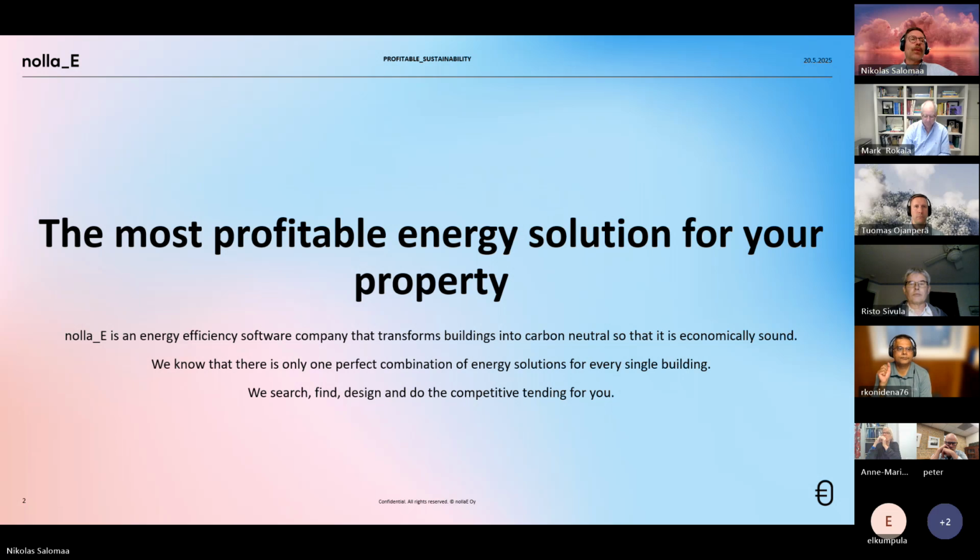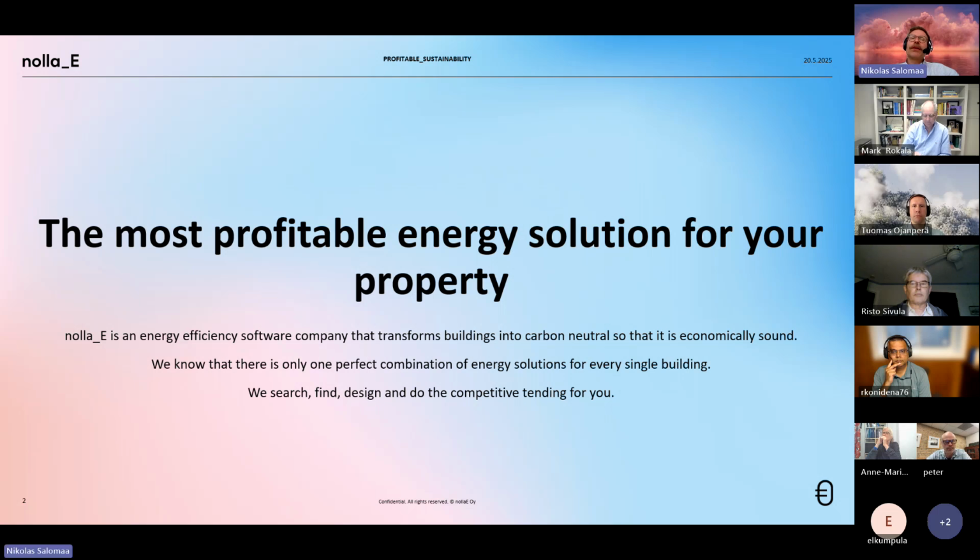And currently in the green transition, when we want to make buildings carbon neutral or zero carbon, it's never enough with just one or two things. You have to do many things at the same time. And when you do many of these different energy efficiency measures at the same time, they also affect each other.